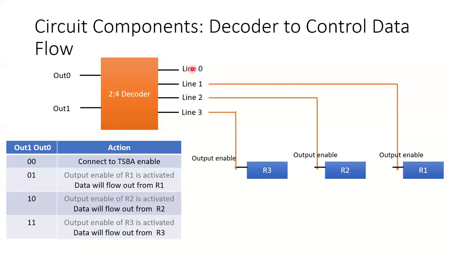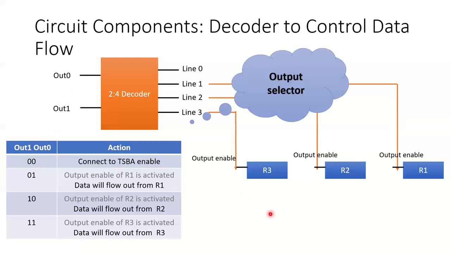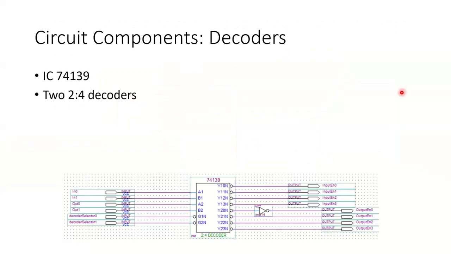The line 0 of output enable is connected to the TSB enable, because that is also a block that we need to control the data flow from. So if you want to allow data coming from the switches, then you need to give out 0, out 1 as 0, 0. And we'll see the example very soon. And similarly, because this decoder is being used to control where the data is coming out from, we call it the output selector. Simple? Alright, now let's move on.